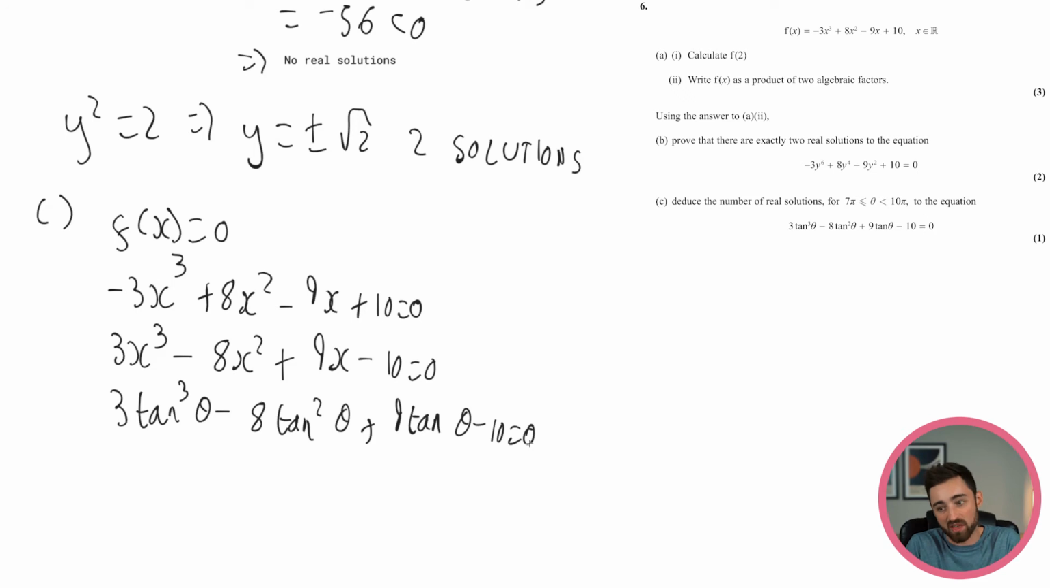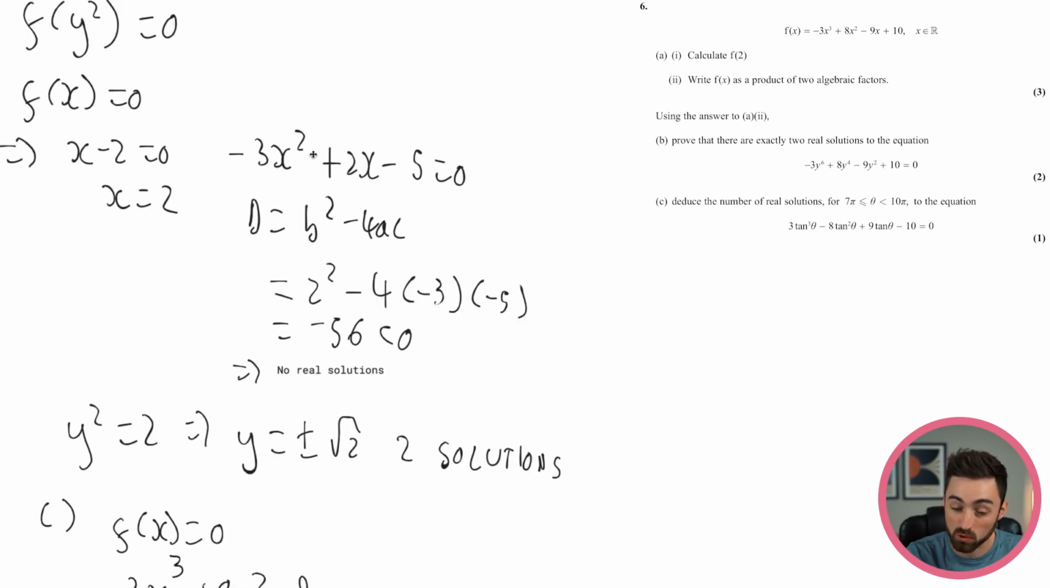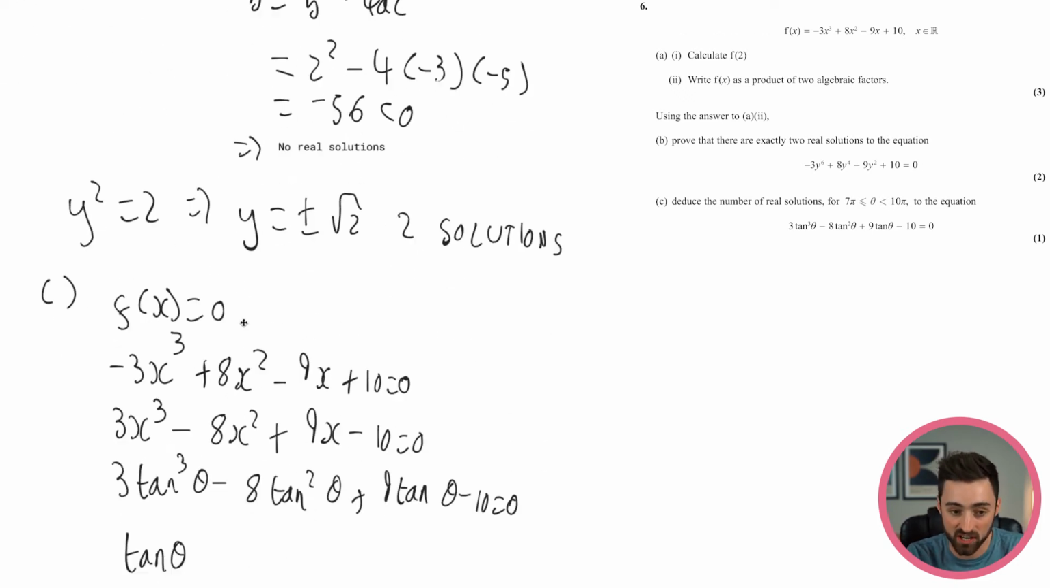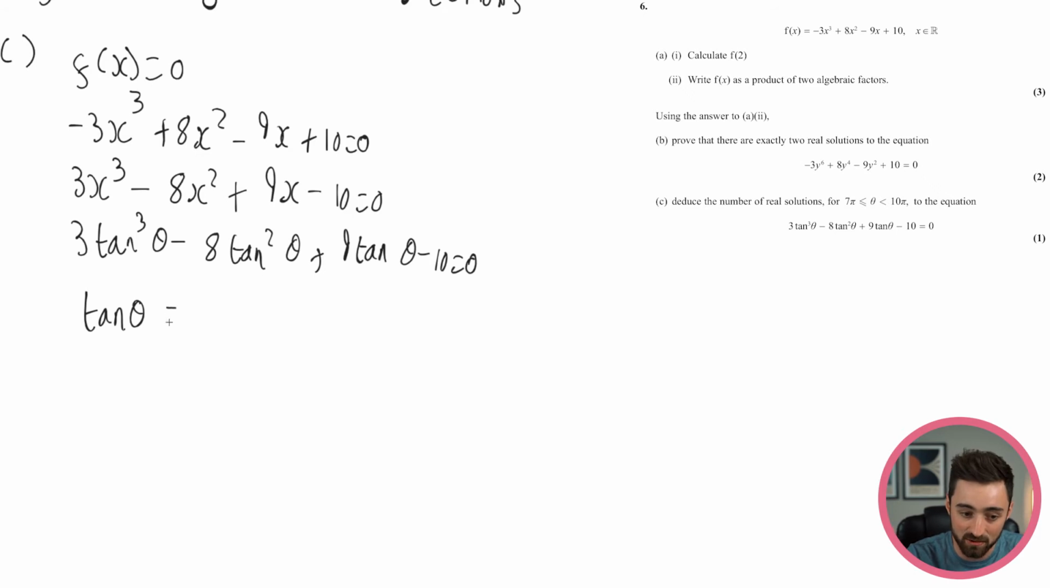So we really know that this equation is actually the same as f of x equals 0, which we've already shown has this one solution. So the only solution that we're going to get from this is, well, my x is now tan theta, remembering that this quadratic doesn't get us any solutions, but this one does. So my input equaling two is the only way I get solutions here. So tan theta equals two is the only way I get solutions here. The quadratic, no, I don't.